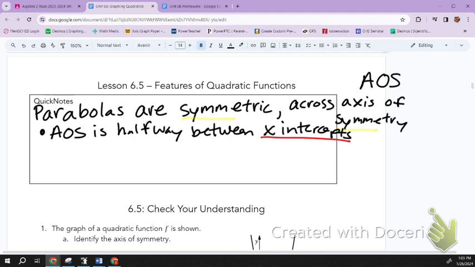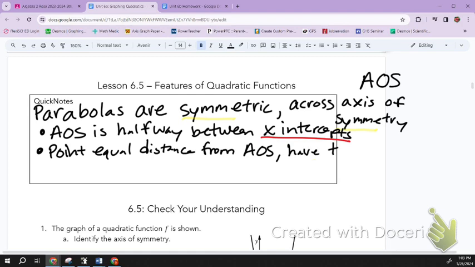The other thing that we practiced in the lesson, number 3, was that the points are equal distance from the axis of symmetry. So what that means is they'll have the same y value. The axis of symmetry goes through the vertex.